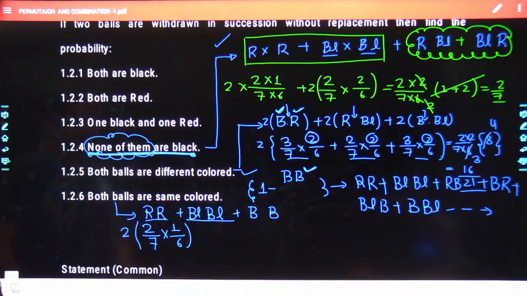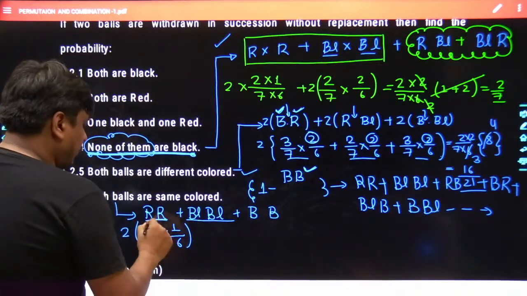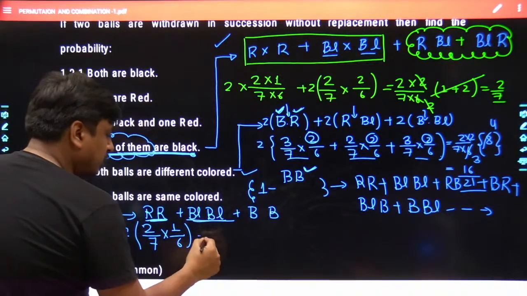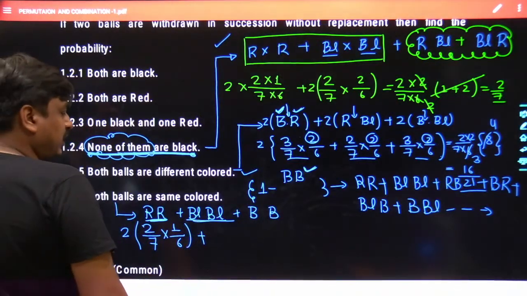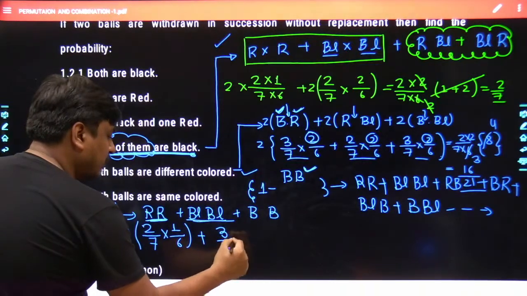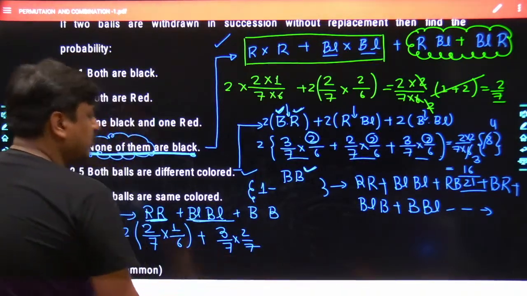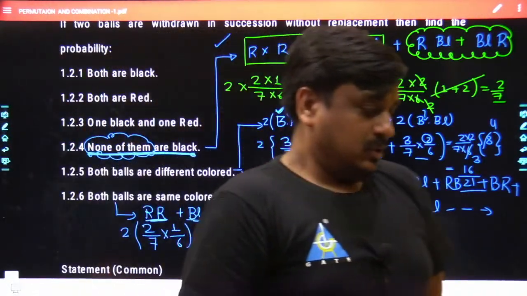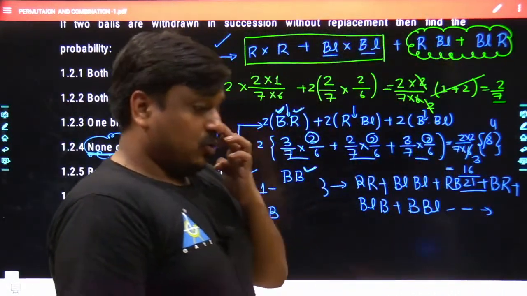May I know what should be the answer? You can do it by yourself. Anyways, the probability of RR and BL added together has been 2. And in case of black and black, you would start with 3 out of 7 and you'll reach 2 out of 7. You'll get the answer out of it.